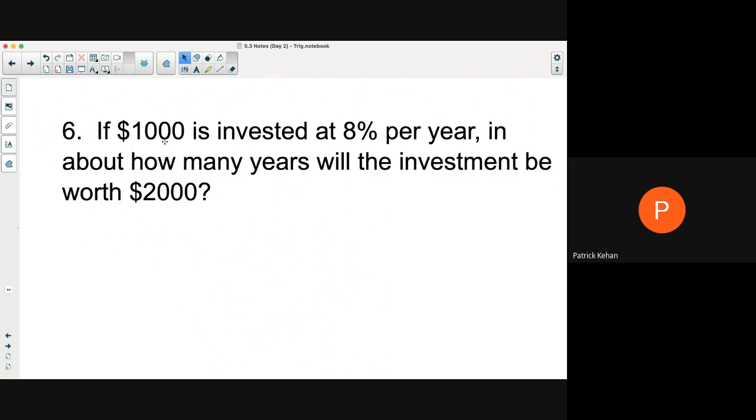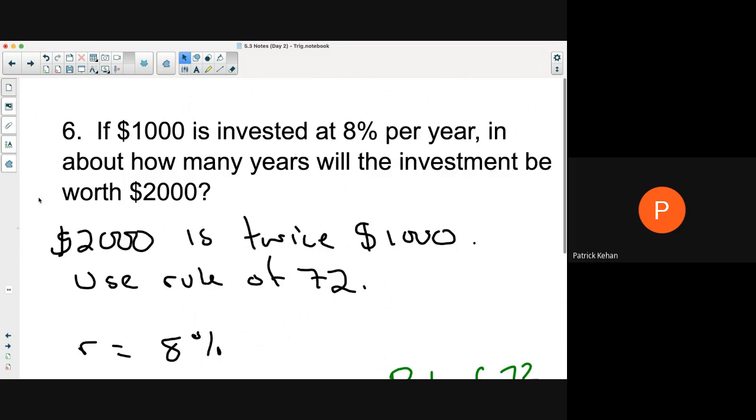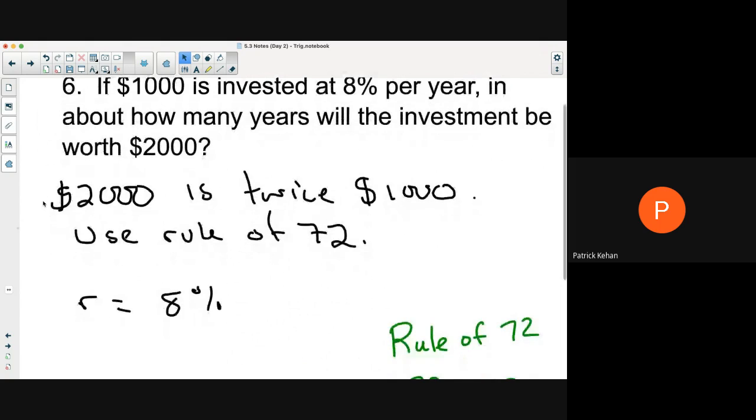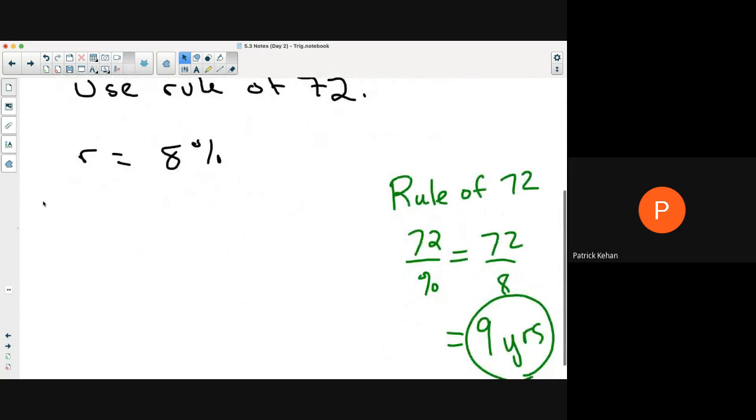That should be a hint for you to potentially look at the rule of 72 because it's doubled now. So 2,000 is twice 1,000. Use the rule of 72. Your R value is 8%. So that's just 72 divided by 8, leaving us with 9 years. So this investment will take about 9 years to double in size.